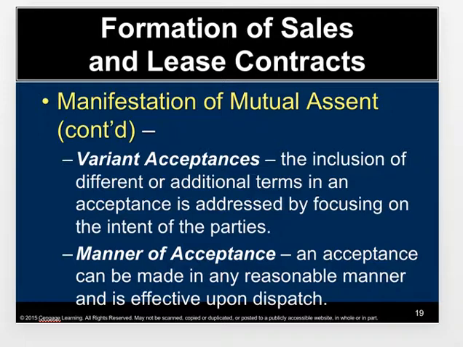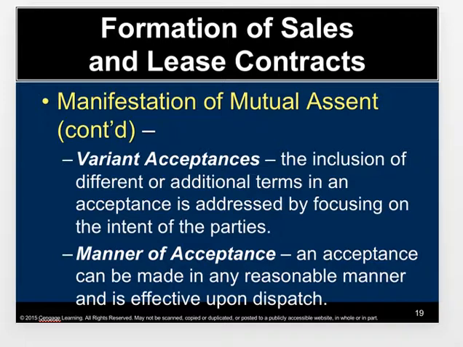An acceptance can be made in any reasonable manner and is effective upon dispatch. This is also a little bit different than under common law contracts, because if in my contract I put that you have to accept via email and you accept some other way, I could actually say that you didn't accept the contract. So it's very strict, very formal. Under the UCC, we're going to look beyond that. We're going to say, look, as long as you accepted in any reasonable manner, then once you send that acceptance, that's enough. You've accepted. So really, it's going to boil down to what is any reasonable manner.